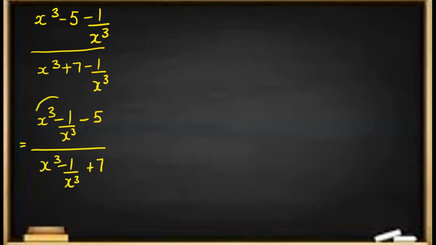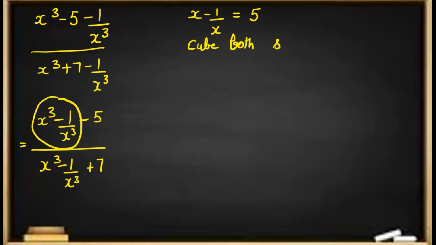Now we have to find out x cube minus 1 by x cube so that we can substitute the value here and then we can get the answer. So for that, x minus 1 by x equals to 5. It is already given in the question. We will cube both sides. x minus 1 by x whole cube is equals to 5 cube.